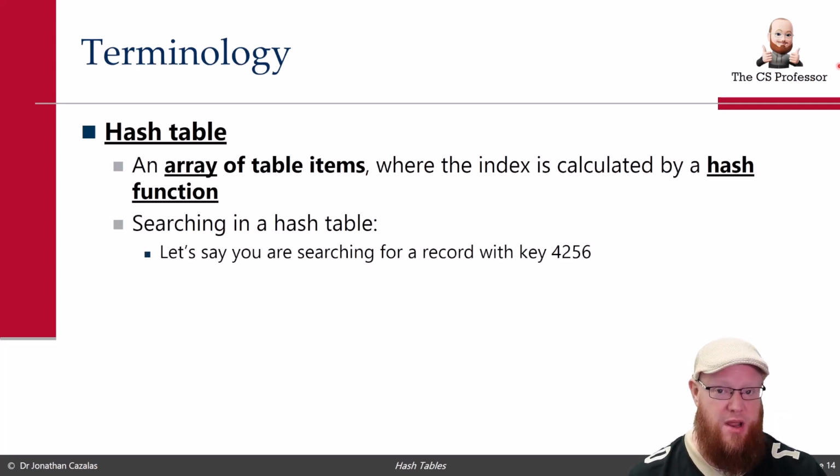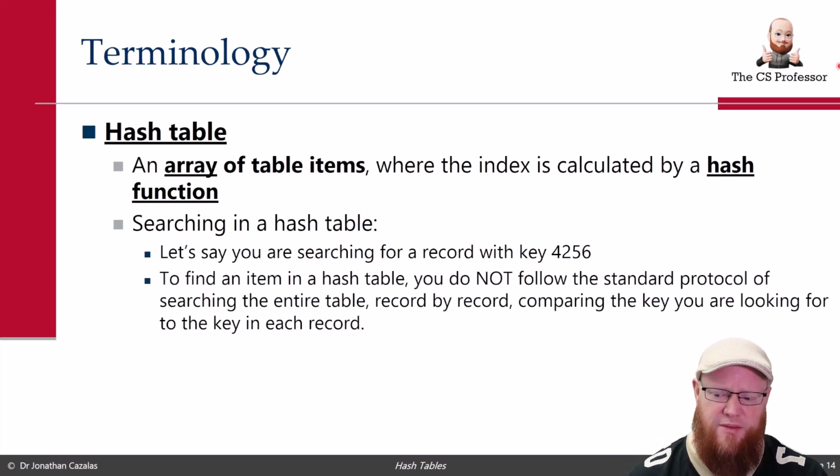How do we search in a hash table? So let's say you're searching for a particular student record with this key value. Instead of a social, maybe they each have an ID, and the ID is simply 4256.